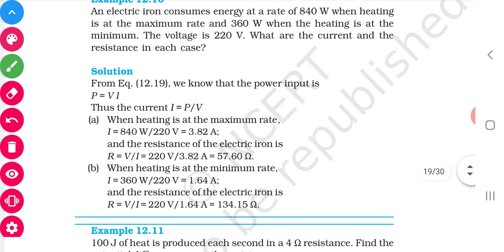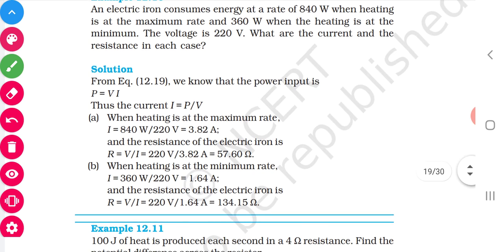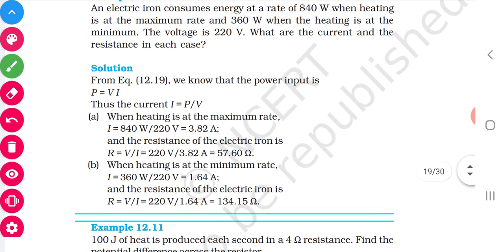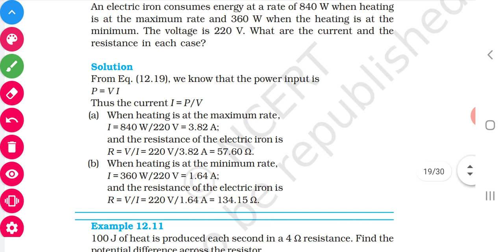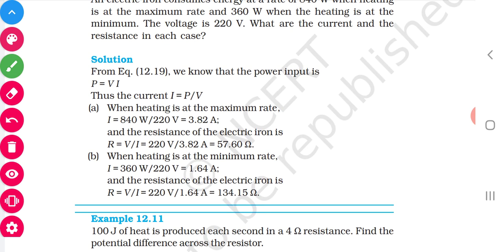And we have to calculate the resistance also. So what is the formula for the resistance? V by I. The voltage is given as 220 and we have to substitute the current. We can get 5.60 ohm. Then you have to do the same for the minimum rate also. Children, have you understood? You have to apply the same thing and find it out. Go through the problem.